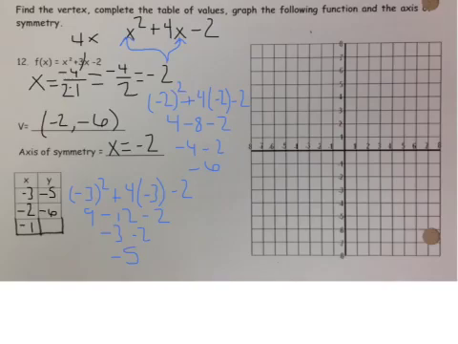I'm going to do the same thing for the other x value. I plug in negative 1, so over here in red, negative 1 squared plus 4 times negative 1 minus 2. So I get 1 minus 4 minus 2, and I get negative 3 minus 2, which is negative 5.